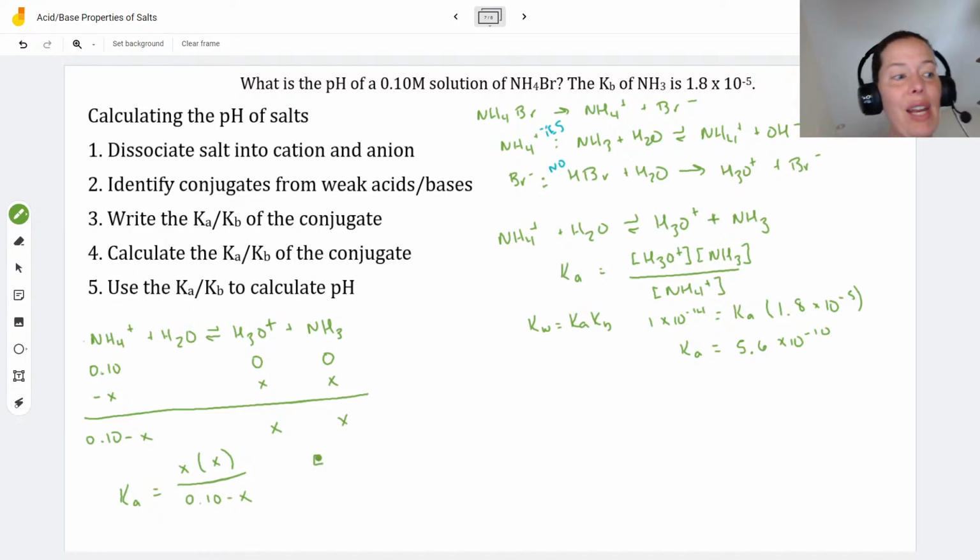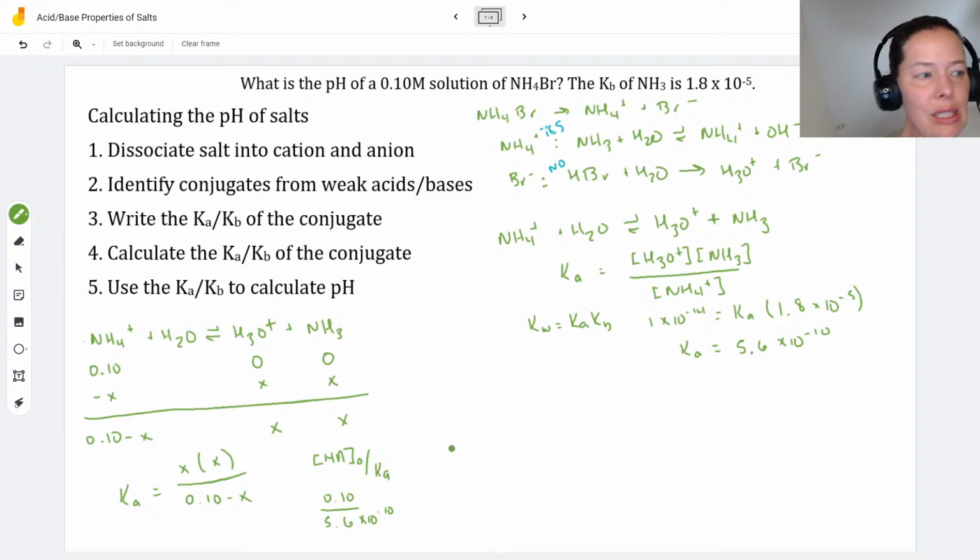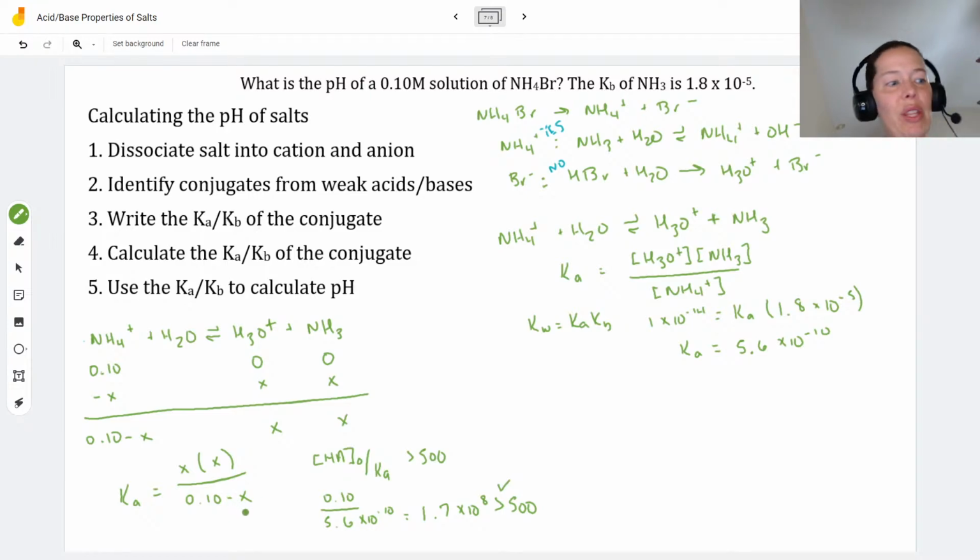So in this case, because I have an acid, my 500 rule is simply my initial concentration of my acid over my Ka. So this is 0.1 divided by my Ka, which is 5.6 times 10 to the negative 10th. This should be greater than 500. And what I get is 1.7 times 10 to the 8th, which is definitely bigger than 500. So check, yes, I can drop this minus X, which just makes my calculation so much easier.